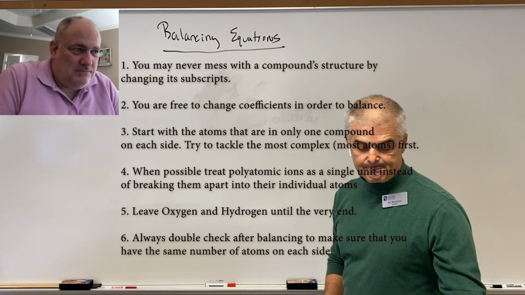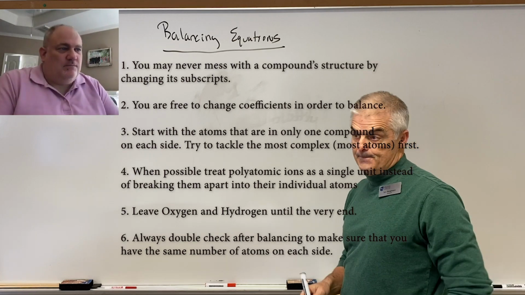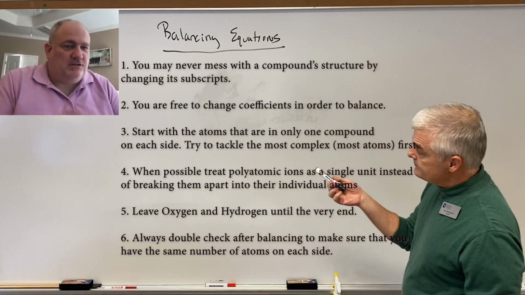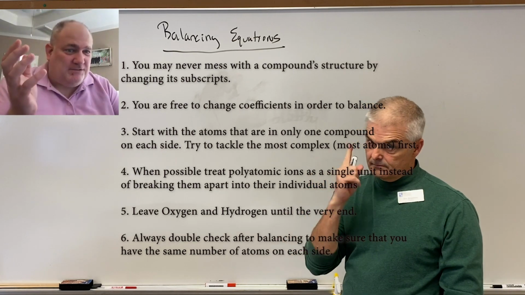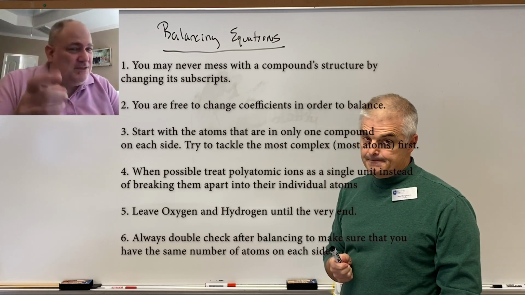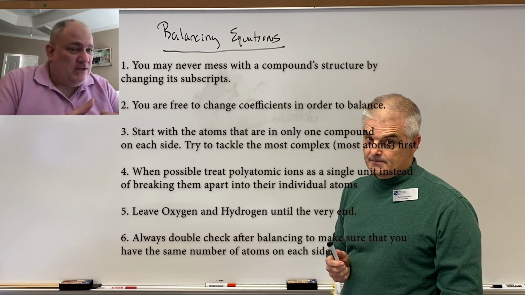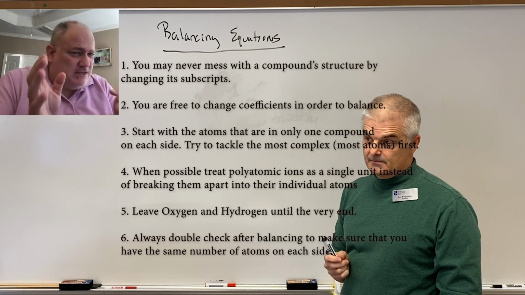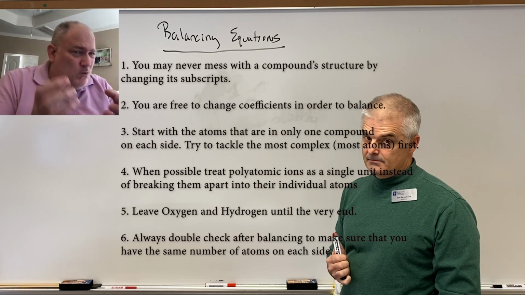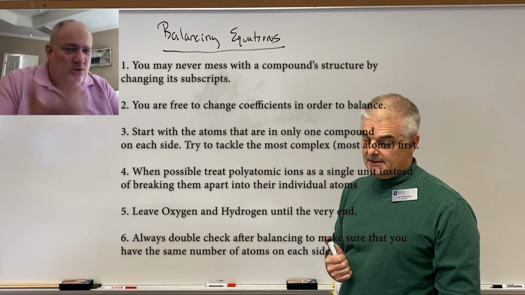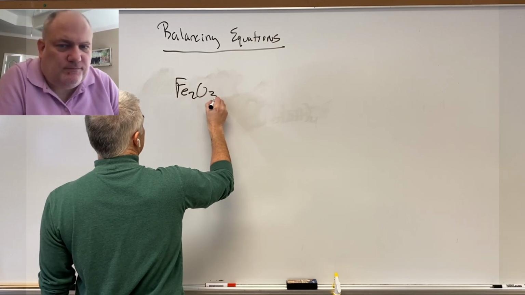What are the other rules? Well, as you take a look here, we typically want to start with things that only appear once on each side, because that allows us to balance them off pretty easily. Good. The other thing that's kind of tricky and is really, really helpful is that instead of breaking apart each polyatomic ion into individual atoms, we can treat them as whole units. So why don't we try an example here?